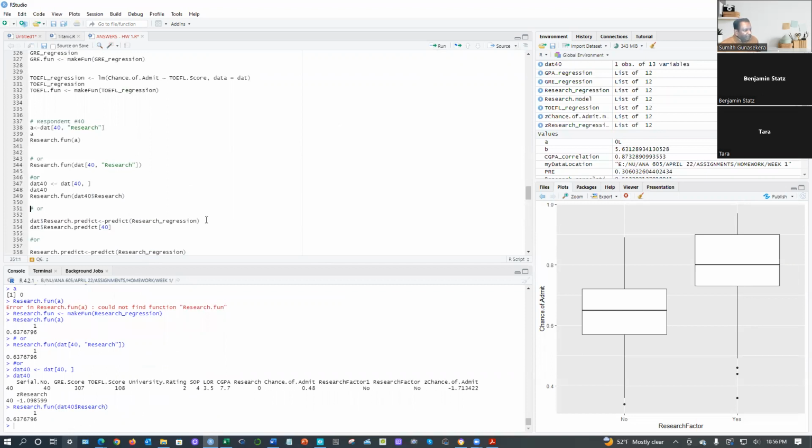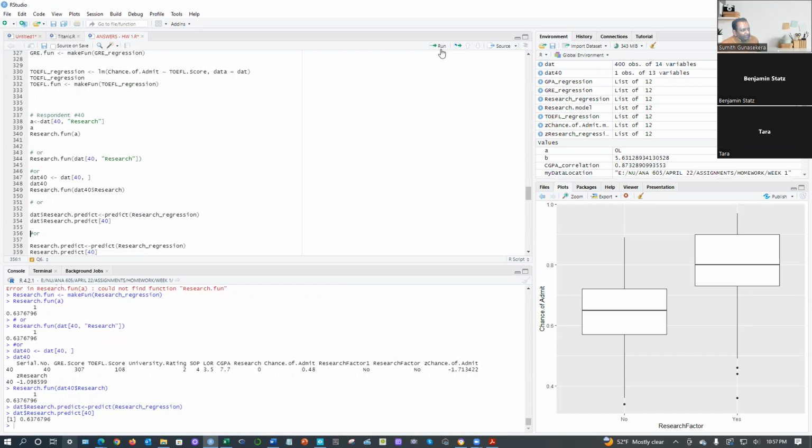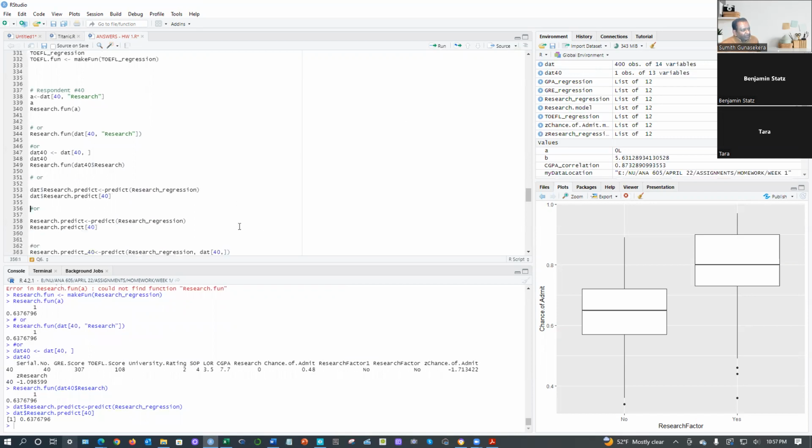Or simply you're going to predict the research regression because it's a part of that. The 40th person is already included. And predict. You don't know, prediction has been given for the whole list, everybody's prediction. I need the 40th person's prediction. I narrow down that. It's the same thing. Predict research regression. The 40th person, I think this is the same thing.